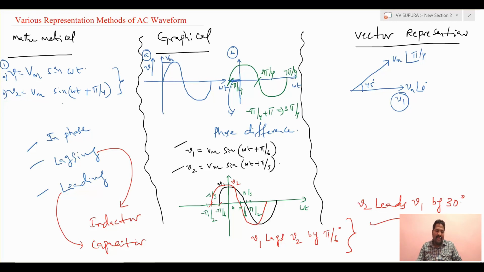So V1 lags V2 by 30 degrees. In this way we can have a clear idea to say it in words. We have to frame words from the graphical representation. I think you are now familiar with these three representations: mathematical, graphical and vector representation. So for leading and lagging, we can write these things. In this way we can represent. We'll discuss the same things in the coming classes.